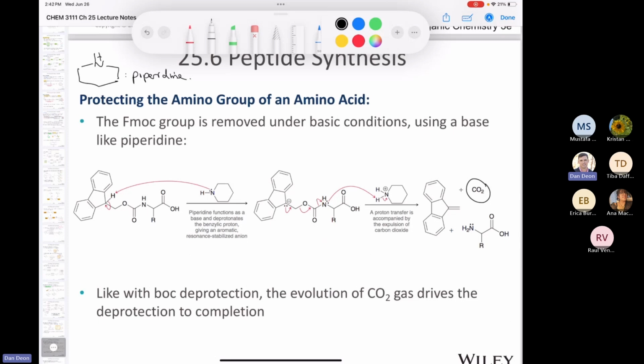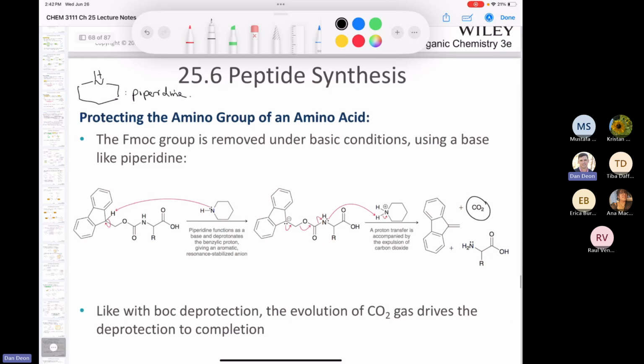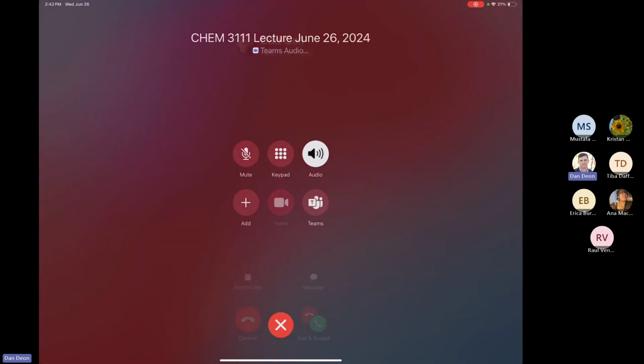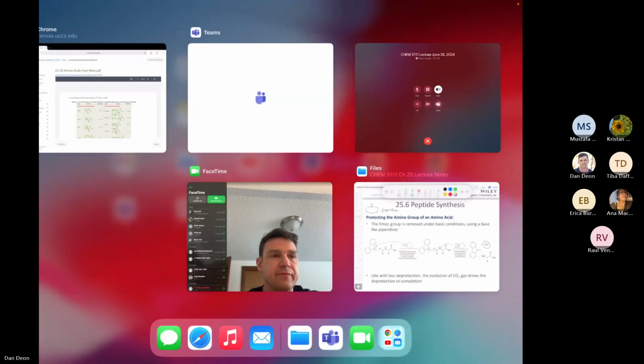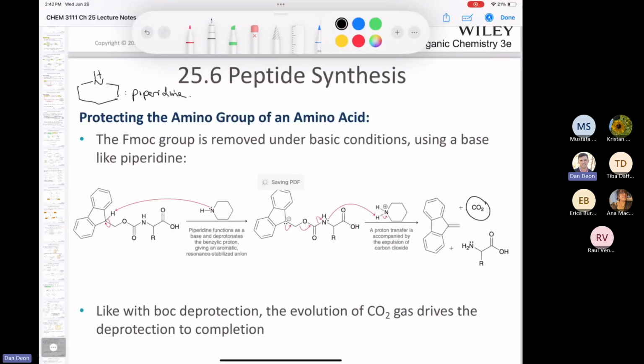So now we have protection with BOC, which uses BOC anhydride or di-tert-butyl dicarbonate. We have protection with FMOC, which uses FMOC chloride. Deprotection of the BOC uses TFA or trifluoroacetic acid, and deprotection of the FMOC group uses piperidine, which is this molecule here. Okay, so piperidine, and I drew the structure up there.